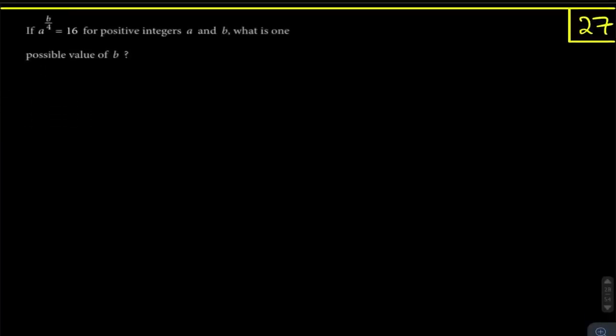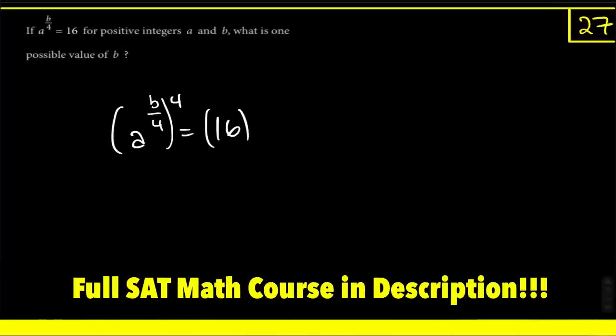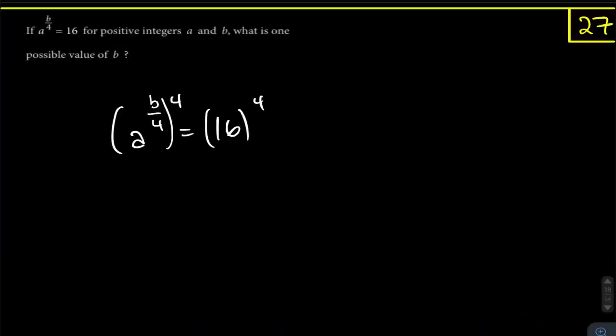Moving on to problem 27, we're asked: if a to the b over 4 equals 16 for positive integers a and b, what is one possible value of b? Now really here, we're given two different variables. So don't think you're about to just put each side to the 4th power. When you put both sides to the 4th power, you're going to have to put 16 to the 4th power. Obviously, you're not going to be able to do that.